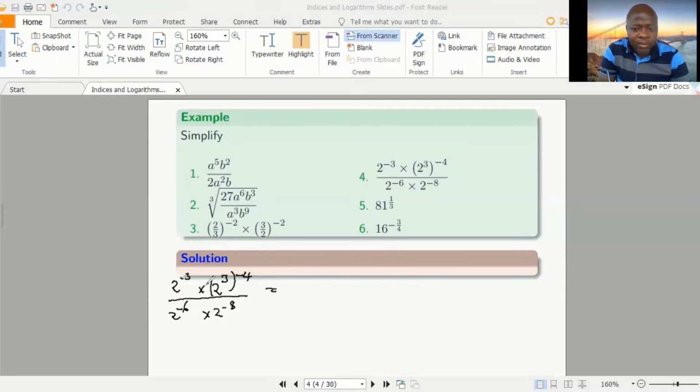So these are negative indices. Let us write them as positive. It will be 1 out of 2 raised to 3. And what about this one? It will be 1 out of 2 raised to 12. I just multiplied 3 by 4 to get 12. And what about this other one? This other one will be 1 out of 2 raised to 6. And this one 1 out of 2 raised to 8.